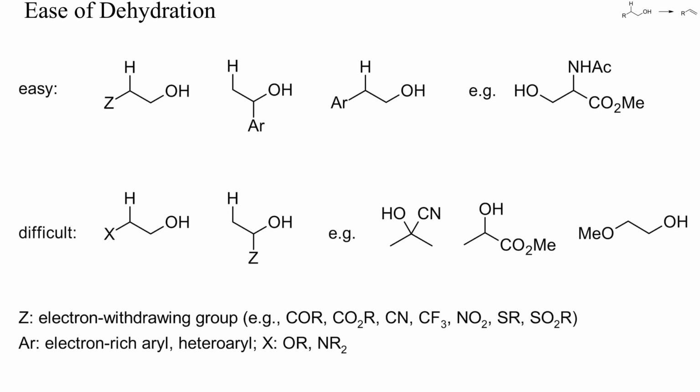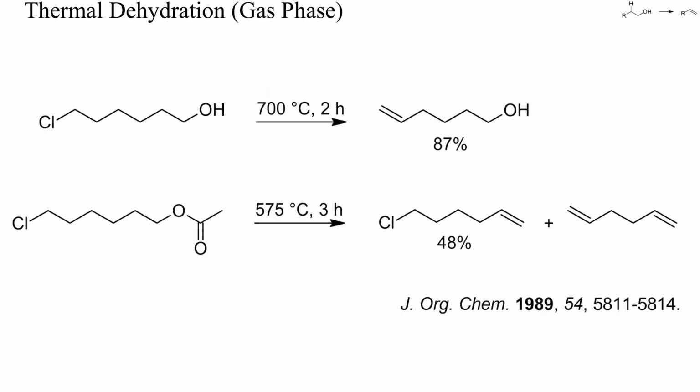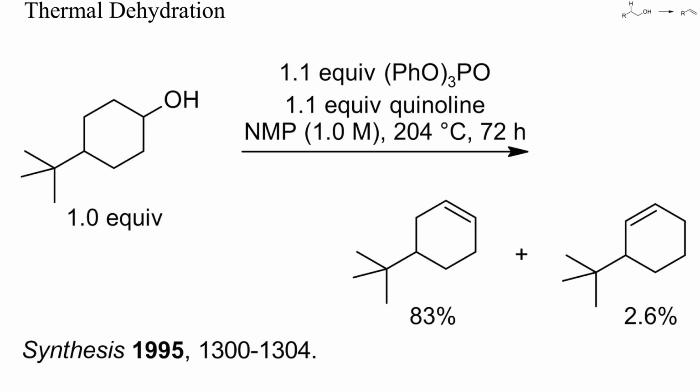More resistant are 2-alkoxy alkanols or alcohols with electron-withdrawing groups in position 1. Pyrolysis of 6-chlorohexanol at 700 degrees Celsius, for instance, yielded mostly hexanol without elimination of water. Elimination of acetic acid from the acetate, however, already occurred at around 600 degrees Celsius and was faster than the elimination of hydrogen chloride. Secondary alcohols are easier to dehydrate than primary alcohols.